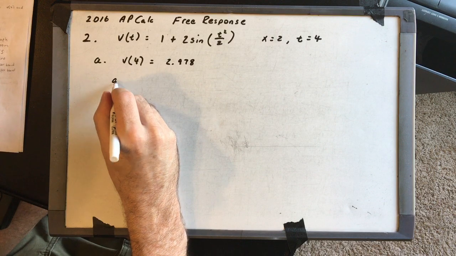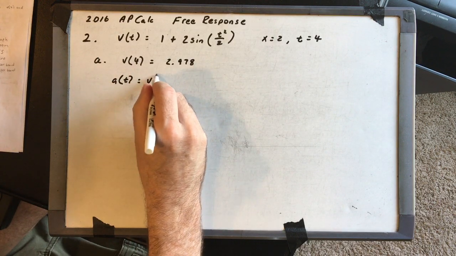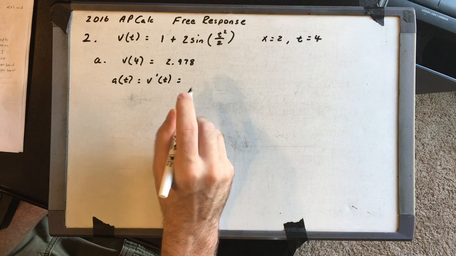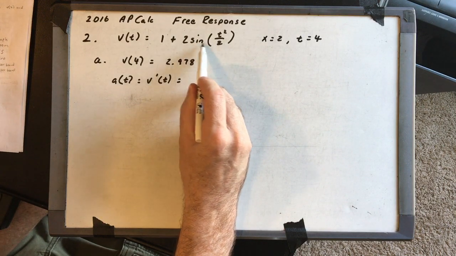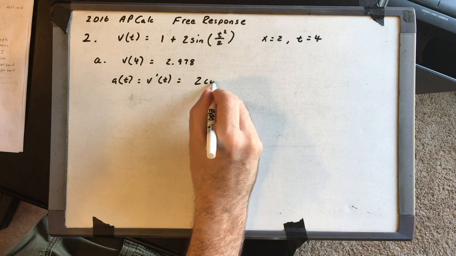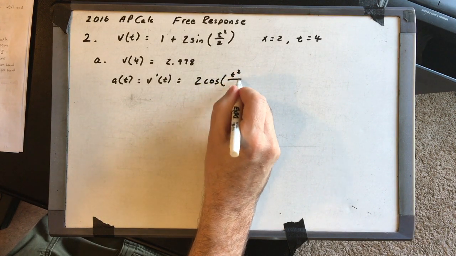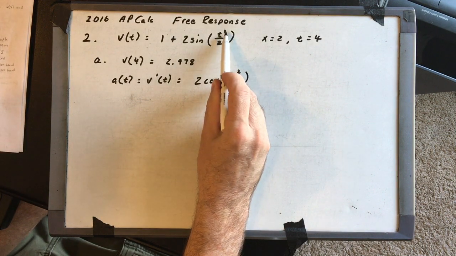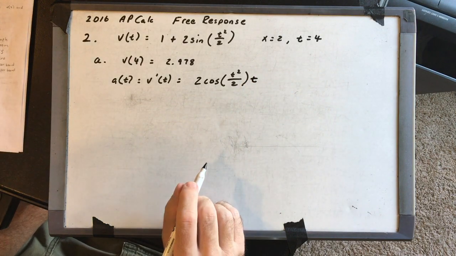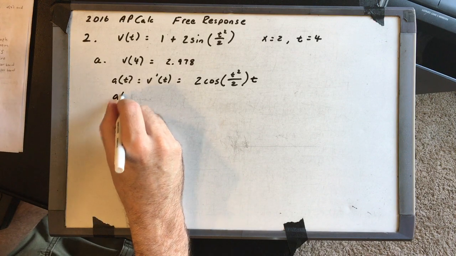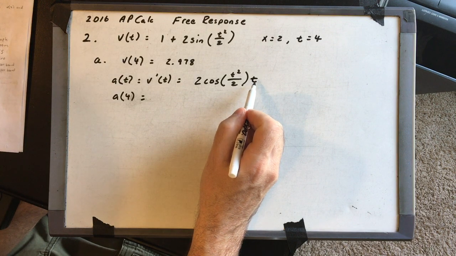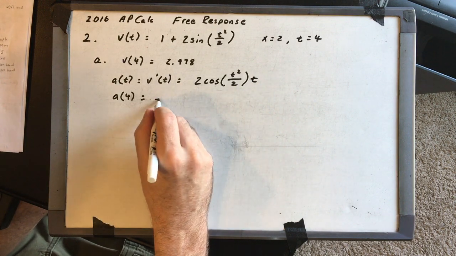Now we also have to get the acceleration function. So that's going to be, take the derivative of the velocity. The derivative of sine is cosine, and the derivative of 1 is 0, so it's going to be 2 cosine of t squared over 2 times the derivative of t squared over 2, which is just t. So plug in 4 into t there, and you will get an acceleration of negative 1.164.